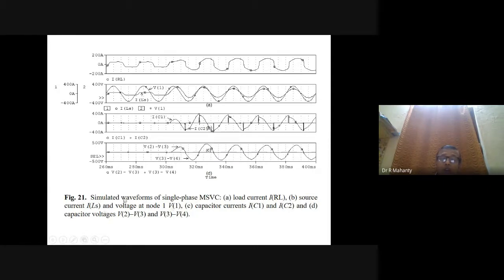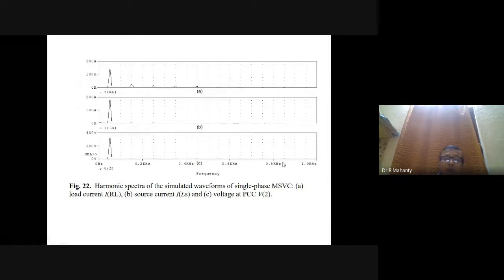So you can see the simulated waveforms for MSVC: the load current IRL, the source current ILS, the capacitor currents IC1 and IC2, where you have to take care of the spikes, and the capacitor voltage V2 minus V3, which is a perfect sine wave. So these are the harmonics there. IRL will contain harmonics, whereas in ILS you don't have harmonics.